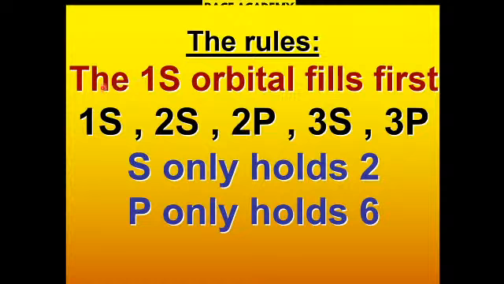Now what are the rules? The rule in this discussion is that the 1s orbital fills first, then the 2s, then the 2p, next 3s, next 3p. Here the capital S orbital holds only 2 electrons, that indicates the maximum existence of the s orbital is 2. The maximum existence of the p orbital is 6. It has 3 subshells: first orbital, second orbital, third orbital. There's an idea shown here.